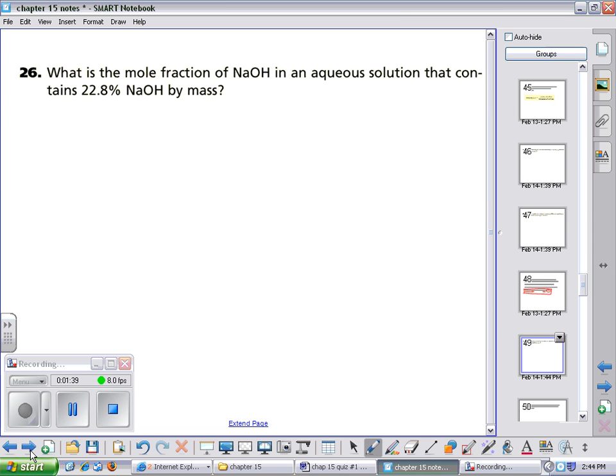It says, what is the mole fraction of sodium hydroxide in an aqueous solution that contains 22.8% sodium hydroxide by mass? We learned earlier how to find the percent by mass. It's how much of the sodium hydroxide you have in your solution. So for this problem, we want to find the mole fraction of the sodium hydroxide. That is your solute.